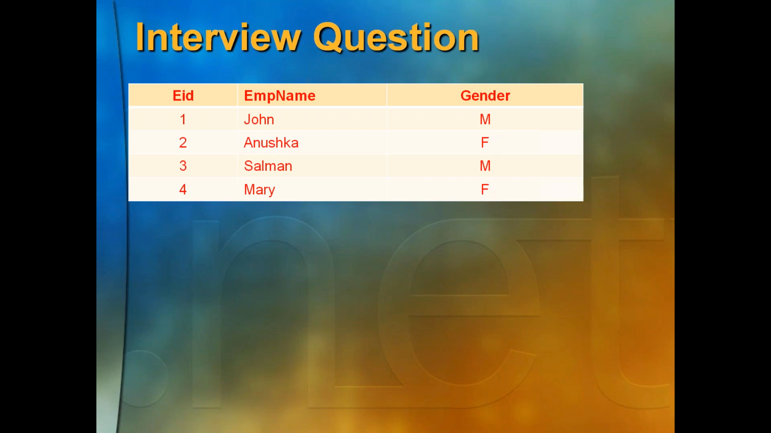So you cannot write update employee set gender equals to female where gender equals to male. You cannot do it like this, because when you do, all of them will become females. So it will become female, it will become female. But I need, wherever there is a female, it has to become male, and wherever there is a male, it has to become female. You need to write one single update statement and try to achieve this.